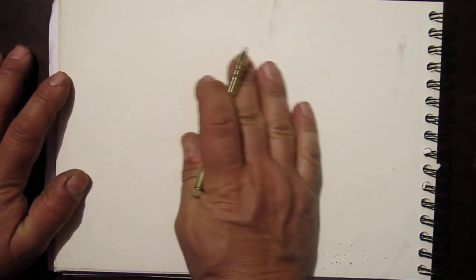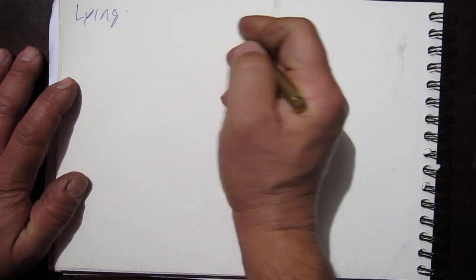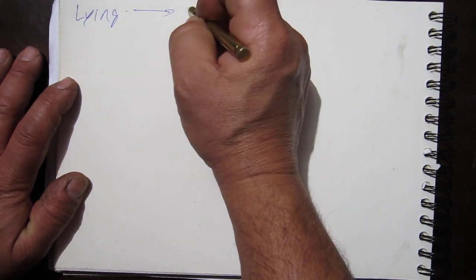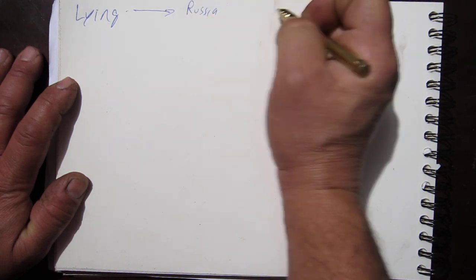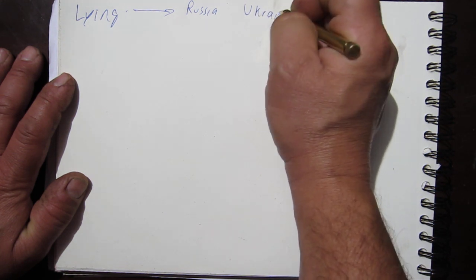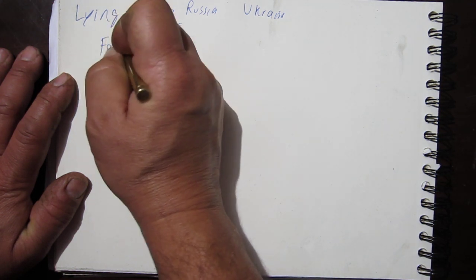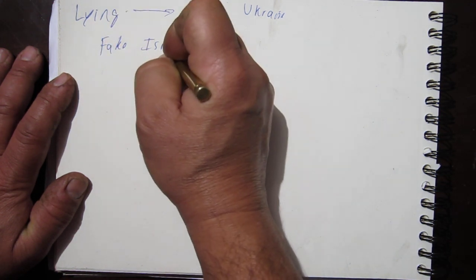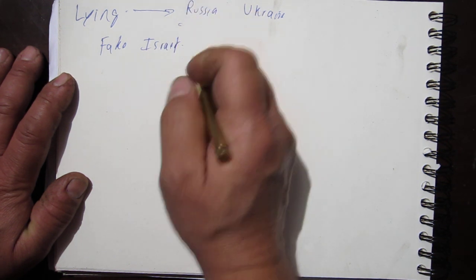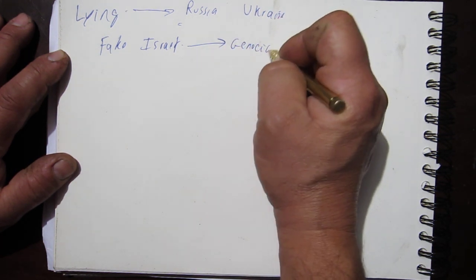I wanted to get into something else now. What's going on in the world right now? I've made a lot of videos on this, that everybody's lying through their teeth. They're lying about the whole war with Russia, or military operation Russia-Ukraine, and they're not telling the truth. And now something happened in fake Israel. Fake Israel is now showing their true colors by conducting a genocide on the Palestinian people.